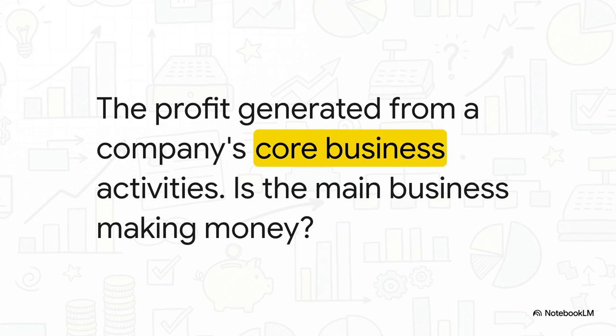So why is this number so crucial? Well, think of it this way. Operating income tells you exactly how profitable the company's main business is, all by itself. A healthy, growing operating income is a great sign. It cuts through all the other financial noise to answer one simple question. Is the day-to-day business actually making money?